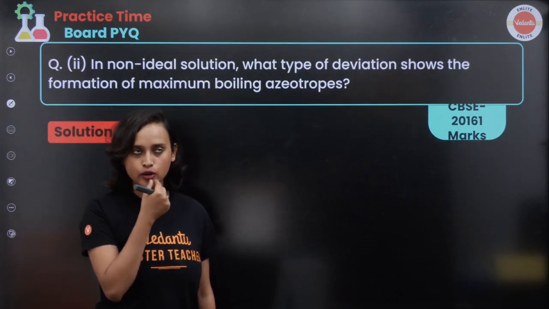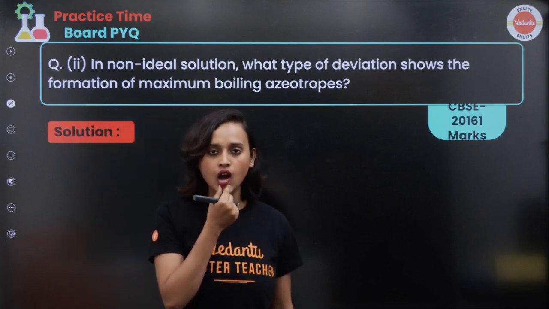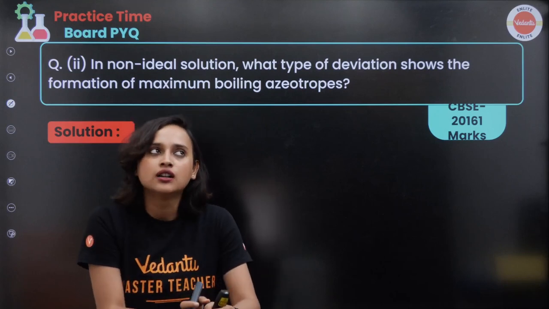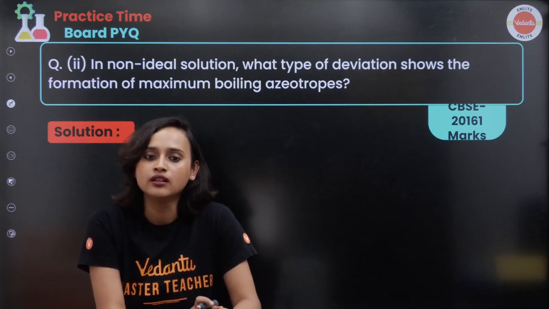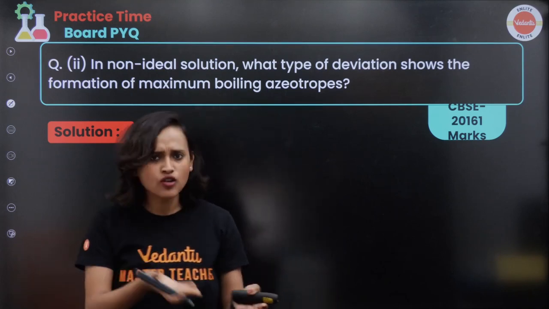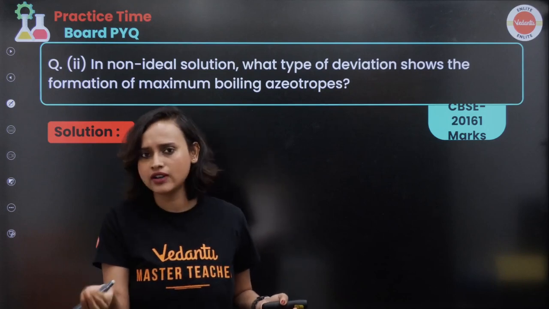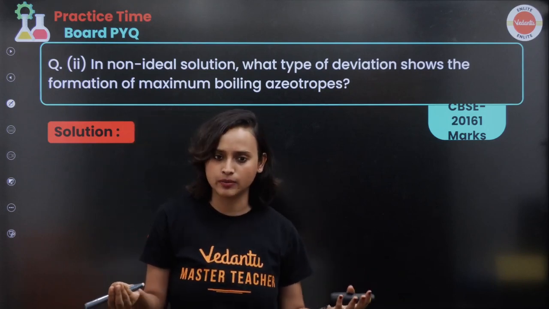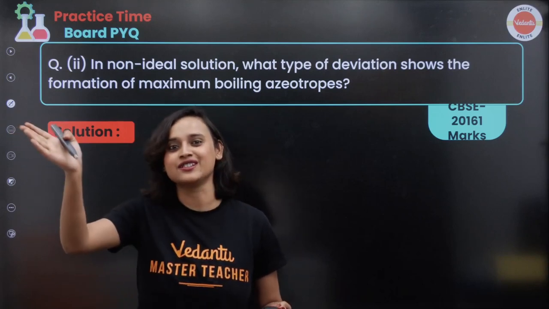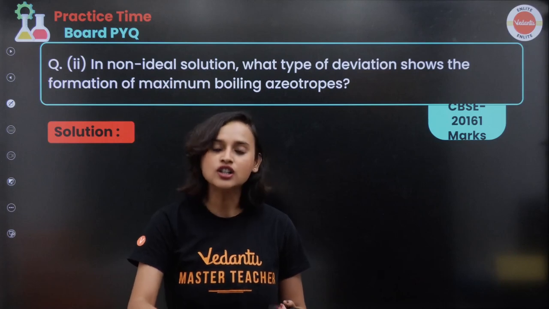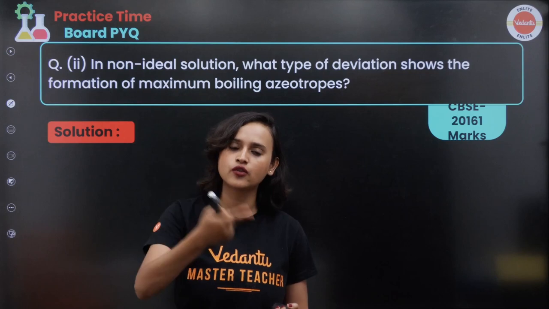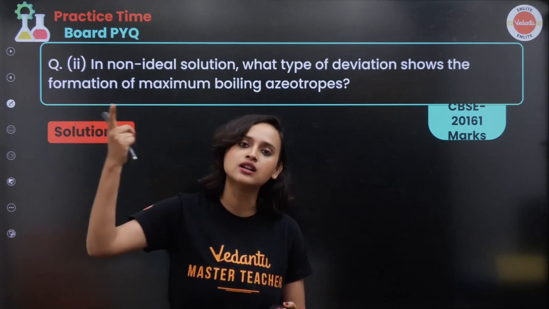Here. So, what did I say? In a maximum boiling azeotrope, the liquid mixture has a higher boiling point than the individual parts. That's obviously common sense, right? Why does that occur? Due to negative deviation, okay? So, a solution that shows large negative deviation from Raoult's law forms a maximum boiling azeotrope at specific composition.